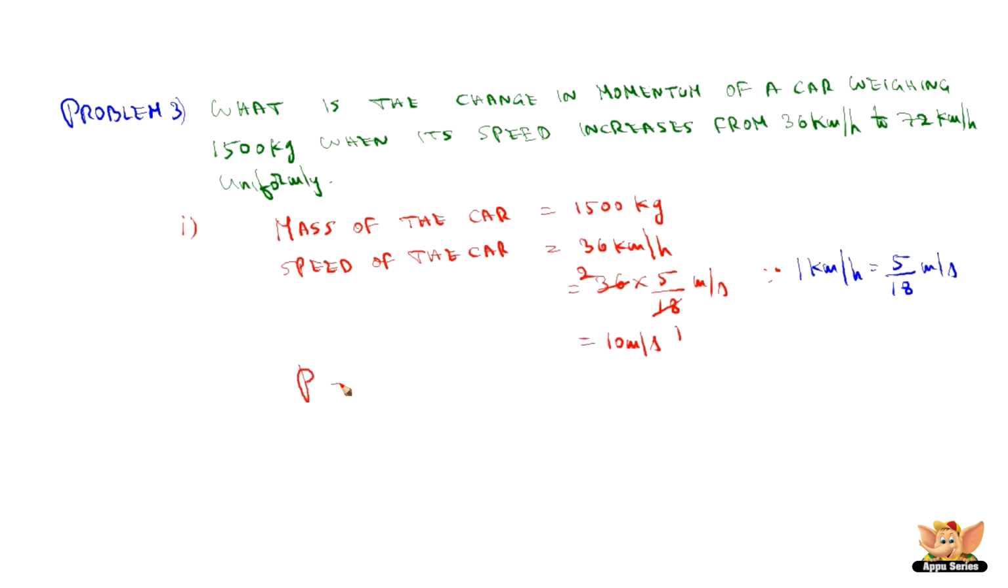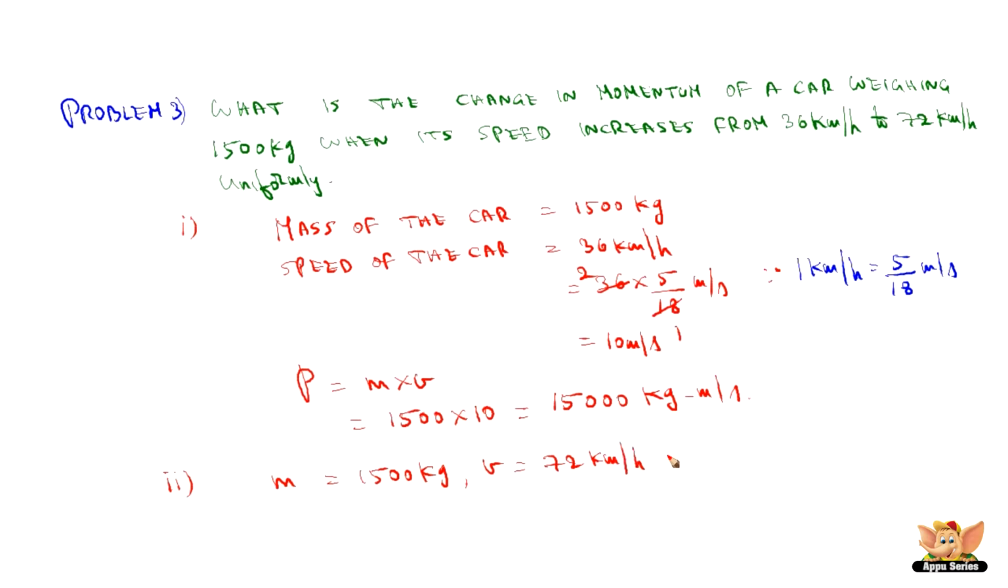So the momentum P is equal to m into V. So here m is 1500 and V is 10. So this becomes 15,000 kg meter per second. And in the second bit, we see m is equal to 1500 kg and V is 72 km per hour, which will be 72 into 5 by 18 meter per second, which is 18 ones and 18 fours. So 20 meter per second.